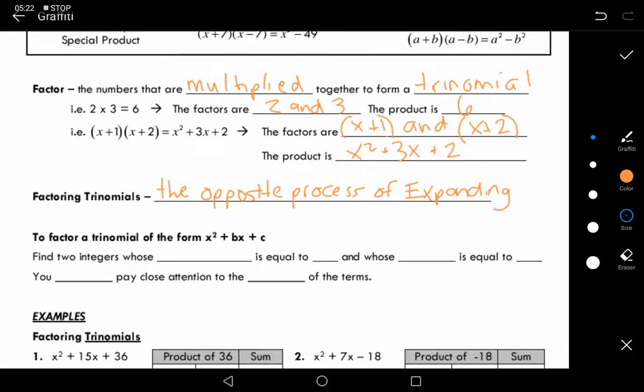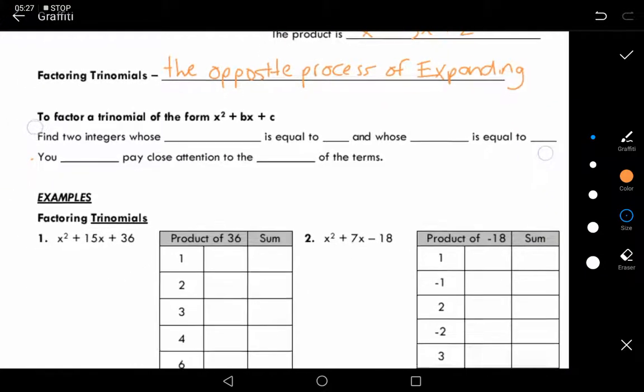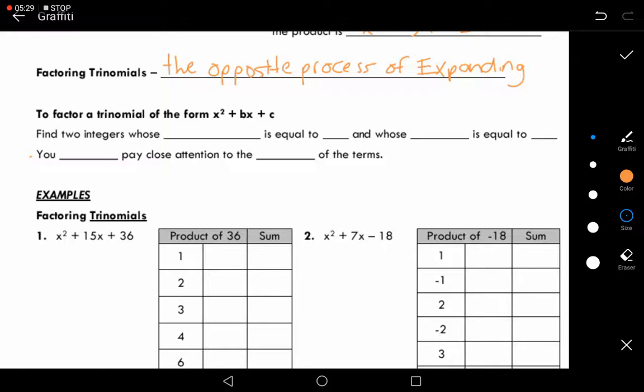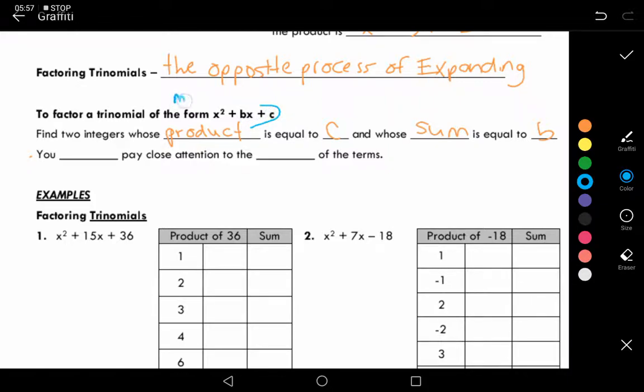Okay, so how do we actually factor? When we are specifically factoring a trinomial that's in this form, x squared plus bx plus c, we need to find two numbers whose product is equal to c, so whatever our c value is, and whose sum is equal to b. Okay, so again, you need to know product comes from multiplying.